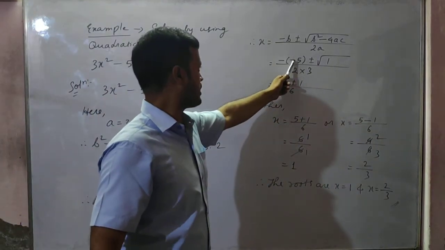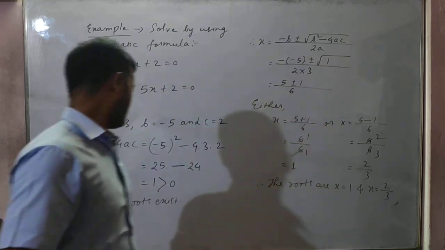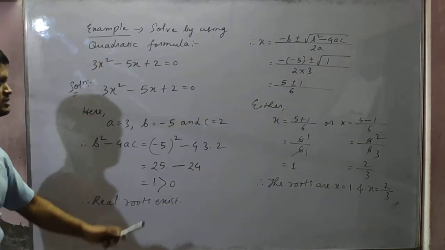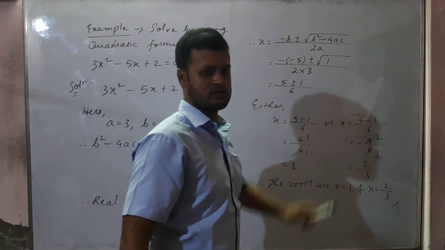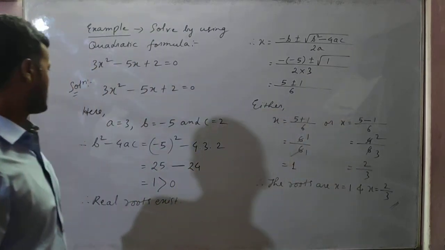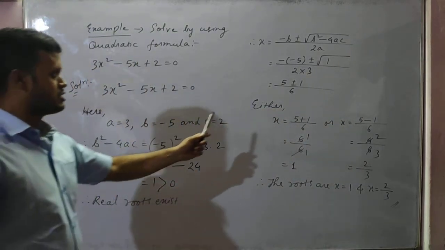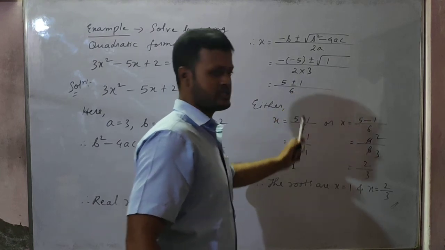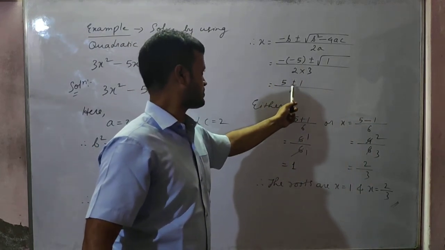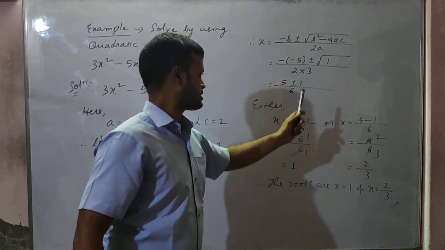So put the value of b. What is the value of b? Minus 5. And what is the value of b square minus 4ac? It is 1, so in place of b square minus 4ac, just put 1. And what is the value of a, students? 3. So 2 into 3 you write. 2 into 3 is how much? 6. So minus this will be plus 5 plus minus 1 by 6.